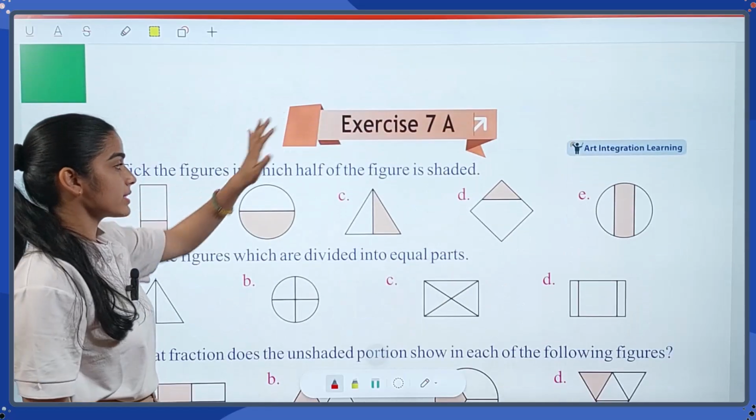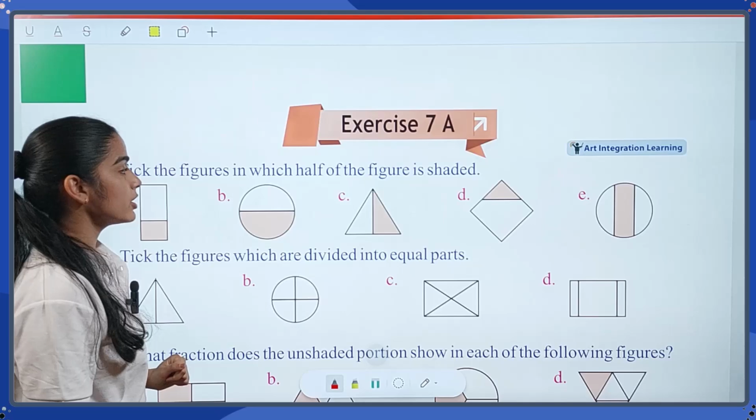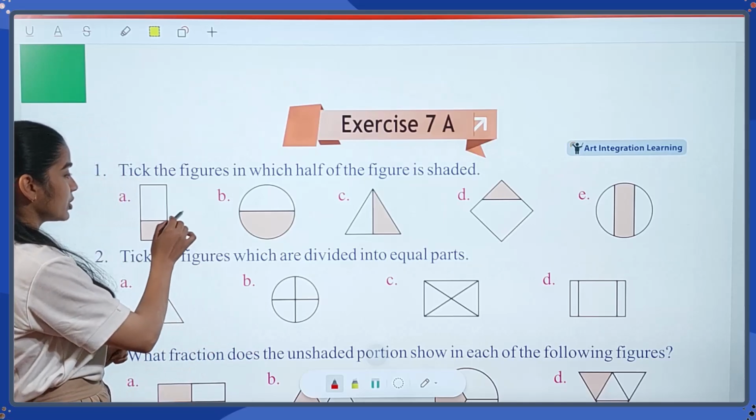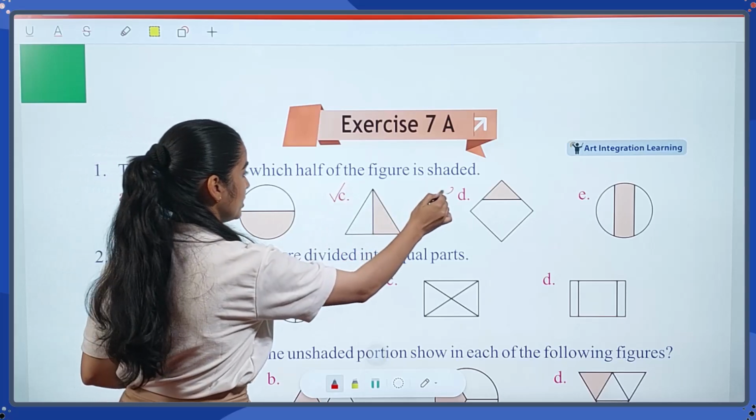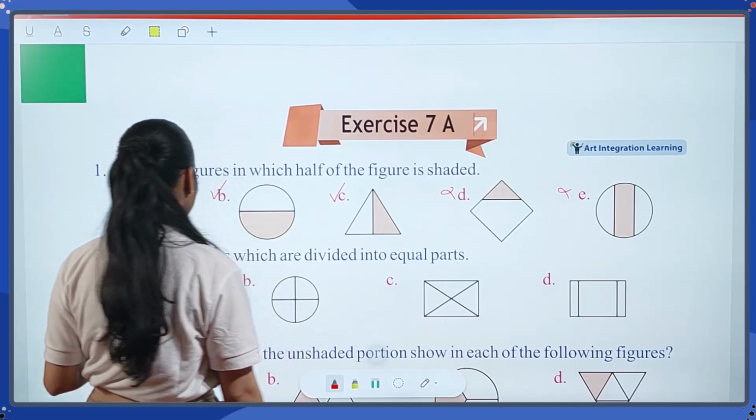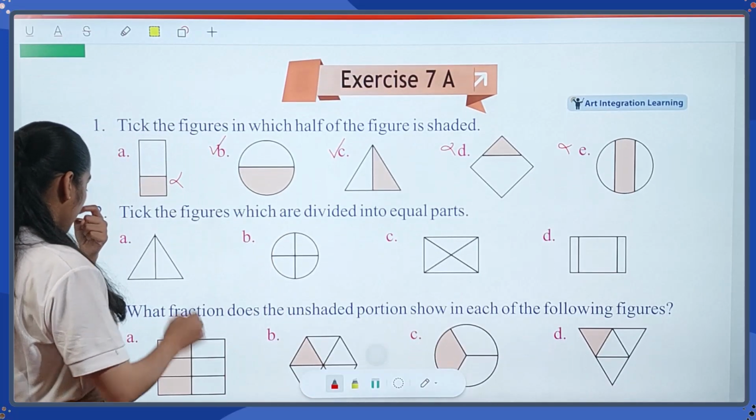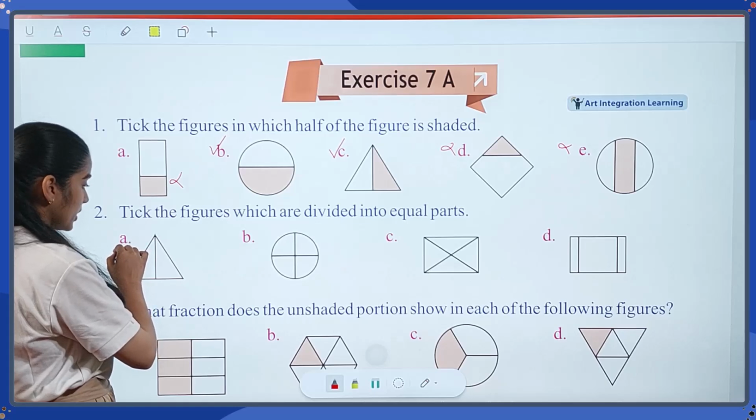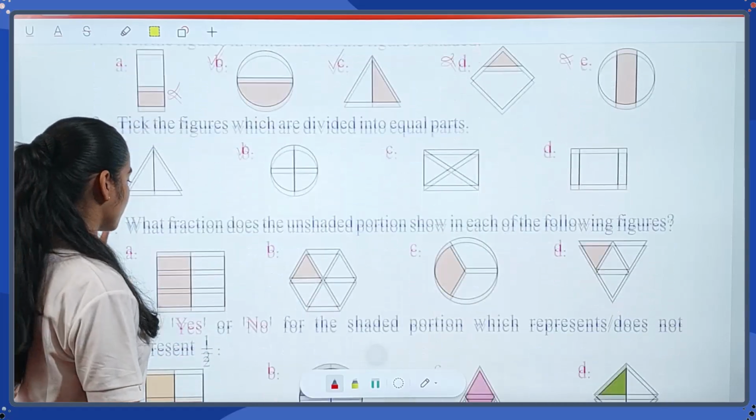Now we have our exercise. Tick the figures in which half of the figure is shaded. In A, no. But in B, yes. In C, yes. In D, no. And E, no. Next, tick the figures which are divided into equal parts. This is divided into equal parts. This is also, and you have to tell me for the rest of the two.